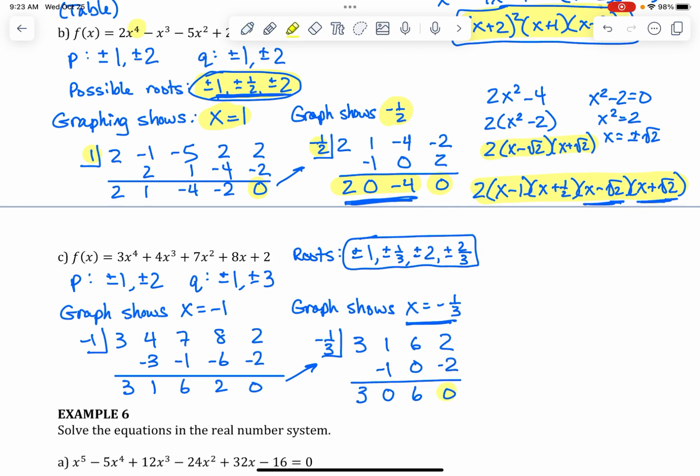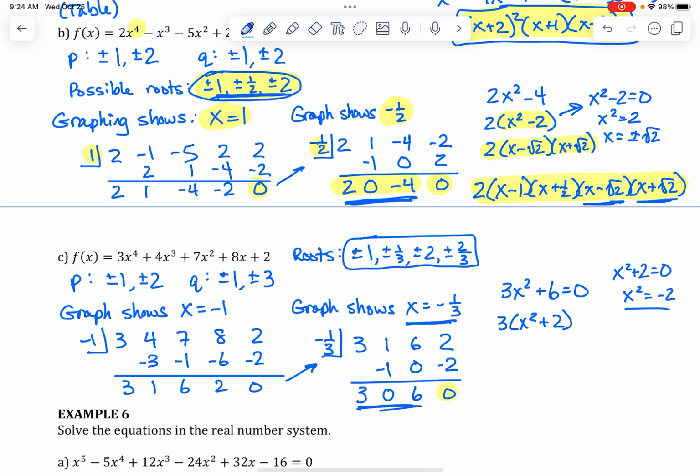And so you're left with a quadratic. So we have 3x squared plus 6 equals 0. You can factor that, 3 times x squared plus 2. Now notice, in the last example, it was x squared minus 2, which had a solution. If you take x squared plus 2 and solve it, it has an imaginary solution. So we're not going to use imaginary numbers, so we're not going to have any real scenario here.